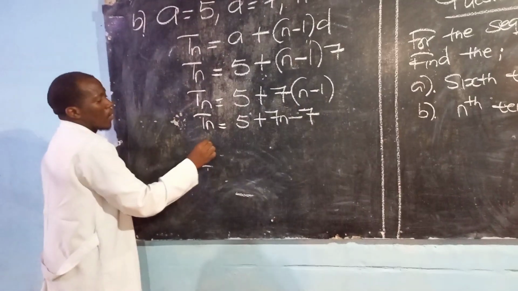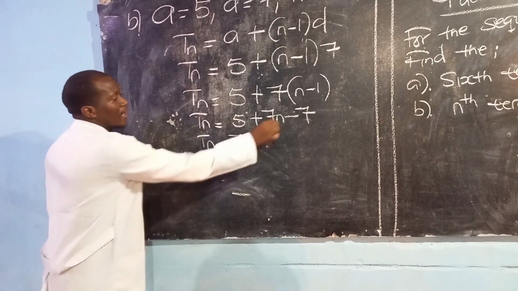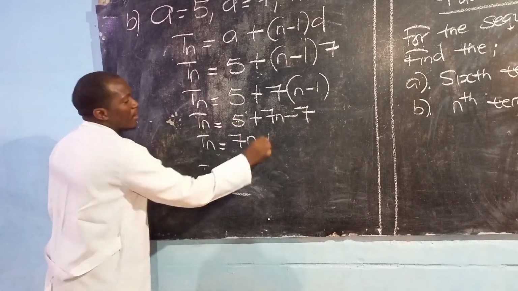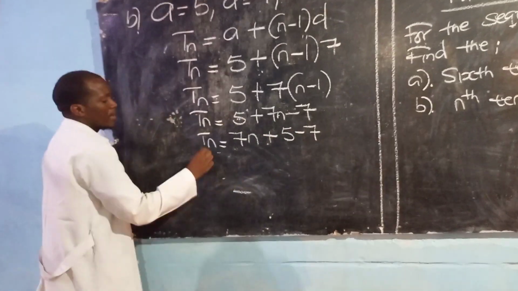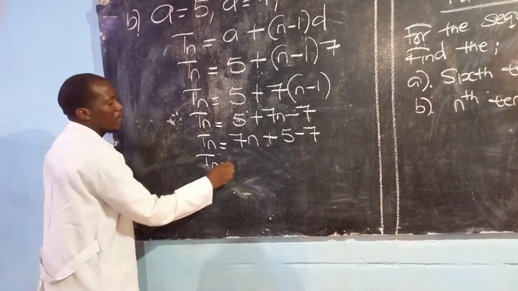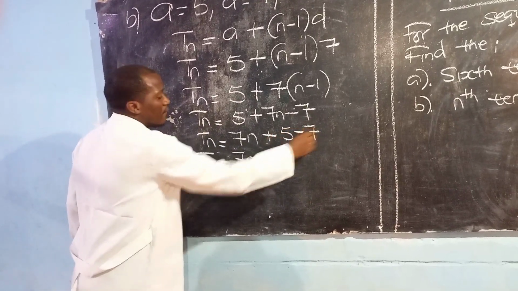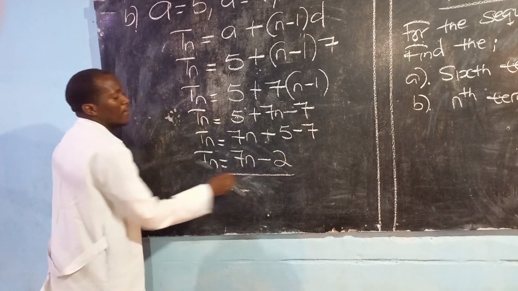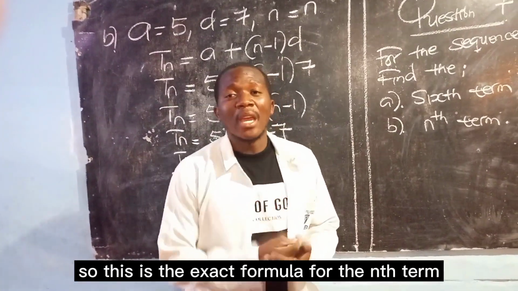Having done that, we're now going to say nth term equals 7n, which is here, then plus this 5, then minus 7. So the nth term is going to be 7n. Then 5 minus 7 is going to give us negative 2. So this is the exact formula for the nth term: 7n minus 2.